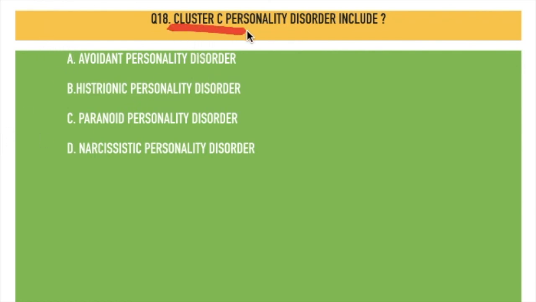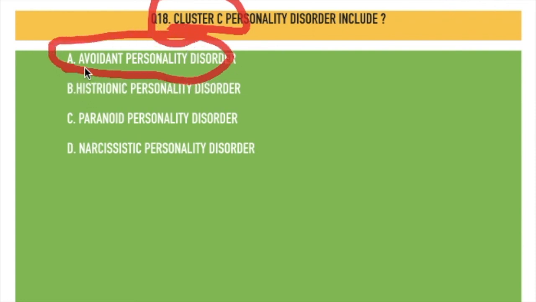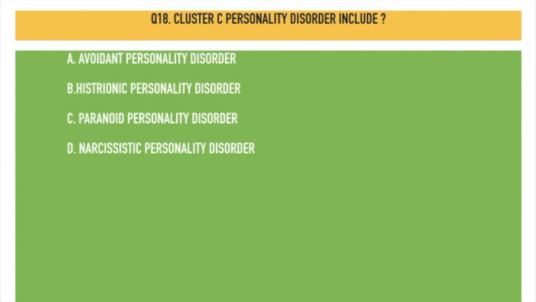And cluster C personality disorder. In cluster C personality disorder, there will be avoidance, dependence, and OCD. OCD will be there, avoidance will be there, dependence will be there. So avoidant personality disorder comes under cluster C. Histrionic personality disorder is cluster B. Paranoid personality disorder is cluster A. Narcissistic personality disorder is cluster B. So that's it. Moving on to the next question.